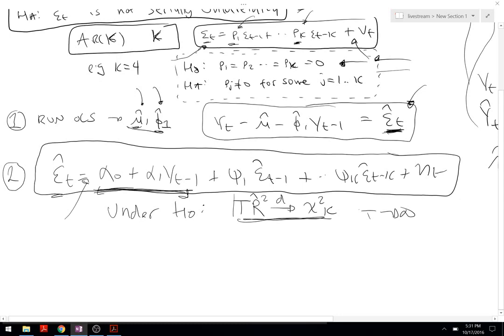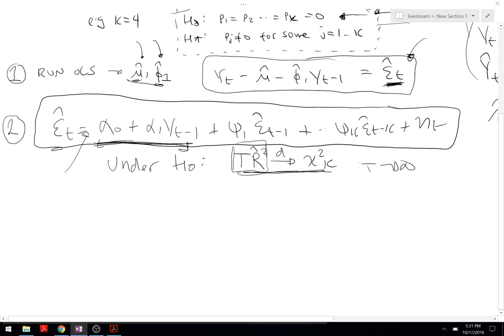So we can use this to perform a test. If our test statistic, t times the R squared from that model, is too big, i.e. bigger than the critical value of a chi-squared k, then we reject. So for example, the chi-squared 1 distribution looks something like this, say, and so on.